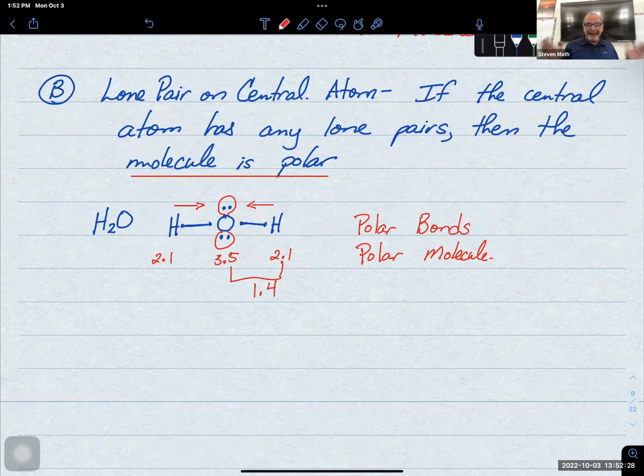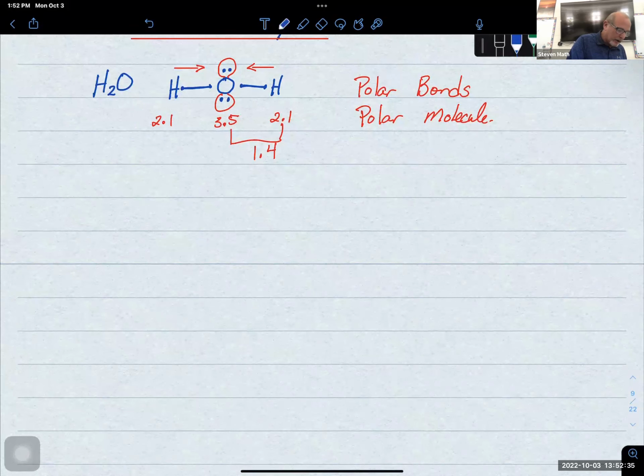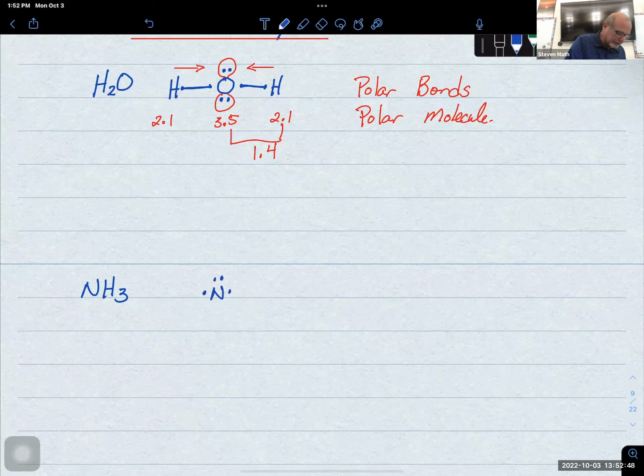Now, it said any lone pairs, so it doesn't matter how many. Here's another example for you real quick. We could do ammonia, not ammonium, not the polyatomic ion, but NH3. I take the nitrogen, 1, 2, 3, 4, 5. I put 3 hydrogens. Hydrogen, hydrogen, hydrogen. Oh, looky there.